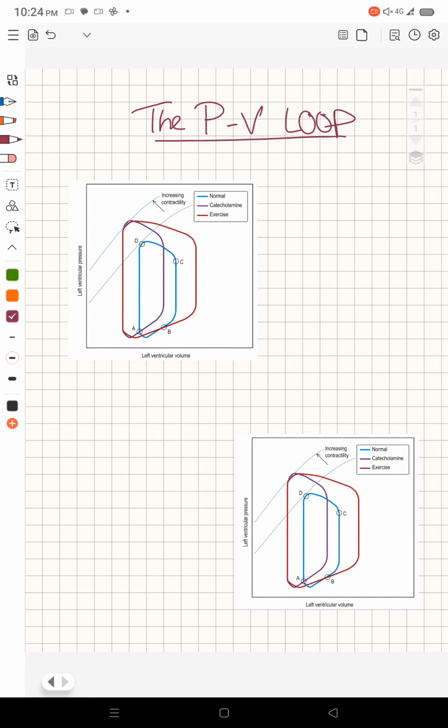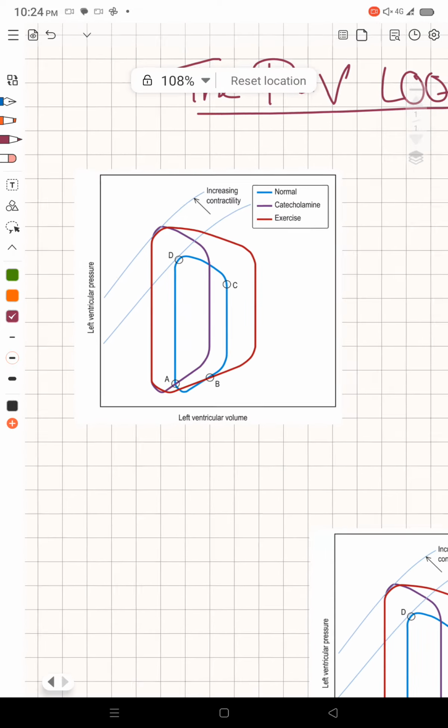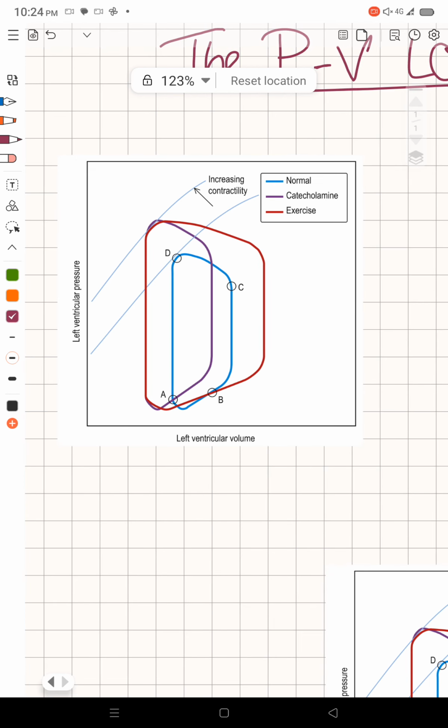Today we will discuss an important topic and our second lecture in cardiovascular physiology, the pressure volume loop. The pressure volume loop is the second in sequence after the cardiac cycle, and it is important to understand the cardiac cycle first before getting into the pressure volume loop. Without introduction, we will go into the discussion of the pressure volume loop.